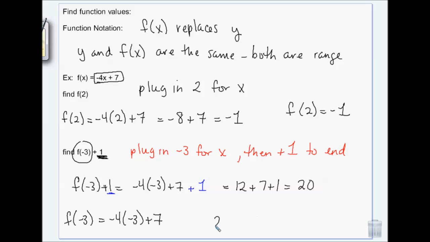If I said 2 times f of 1 or something, I would take that negative 4 times 1 plus 7, but then I'd multiply the whole thing times 2, because that 2 is outside. So anything happening outside of the f of whatever number is just like add-ons. So you replace the f with 3? You replace the x. Whatever's inside the parentheses on the f is what replaces the x. So here it was 2, so we put a 2 in where the x was. Here it was negative 3, so we put a negative 3 where the x was.